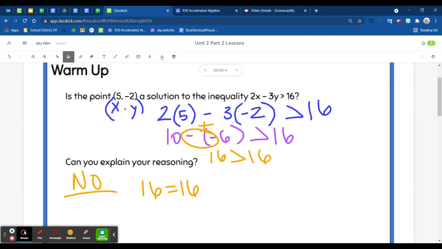So that's a good example of what we talked about yesterday, right? Like that dotted line does not work because those answers are not true. This is a good example. 16 is not greater than 16. It's equal to 16. But since we don't have that symbol there, it cannot work.